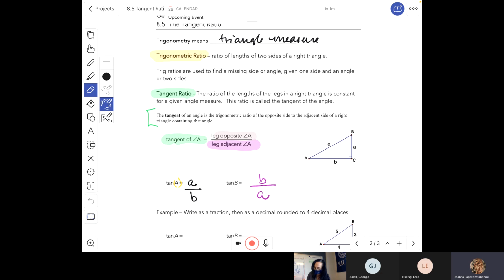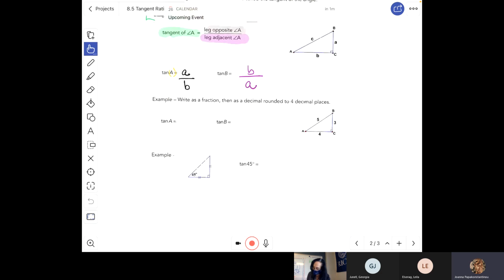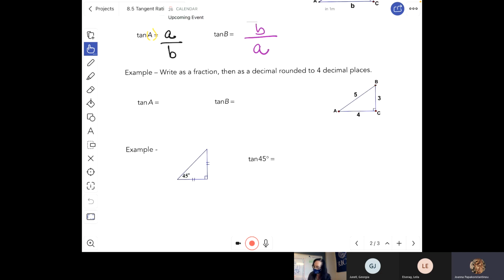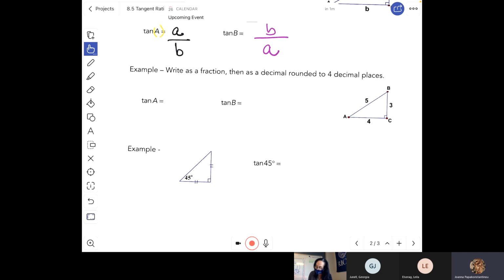So let's do a few examples. We're going to write the ratio, and then we're going to simplify it or convert it to a decimal, rounded to 4 decimal places. So given this triangle, we are looking for the tangent of A. If I'm looking for the tangent of A, what is the opposite of angle A? What length is opposite of angle A? 3. What is adjacent over angle A? 4. And if I were to convert that to a decimal, what would it be?